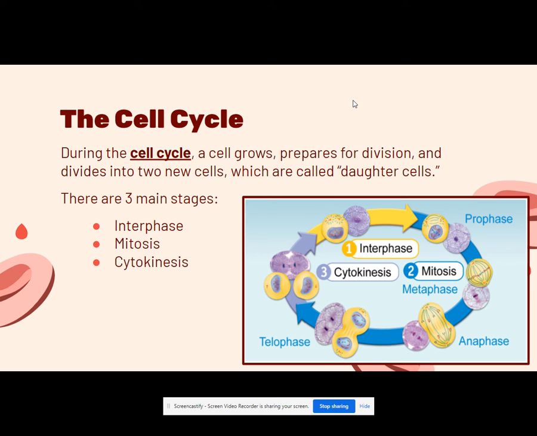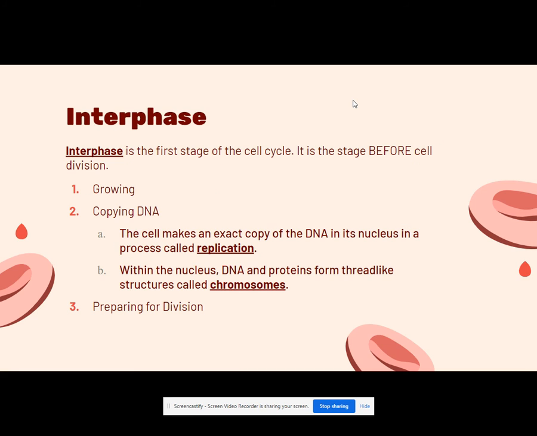The cell cycle consists of three main stages: interphase, mitosis, and cytokinesis. So let's talk about interphase first. This stage is the period before cell division. During interphase, the cell grows, makes a copy of its DNA, and prepares to divide into two cells.